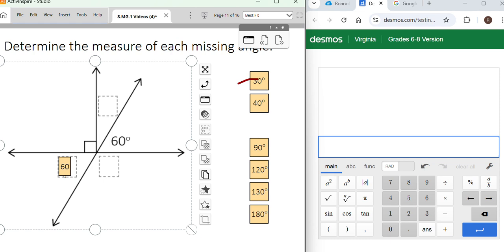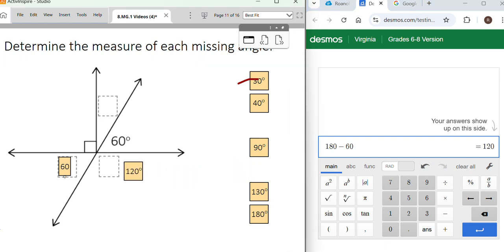Now I have to start thinking a little bit. See this line down here at the bottom? 60 plus blank equals 180. So when I know two things equal a number, I start with that number, subtract what I already have, and that tells me that its supplementary angle is 120, because together 120 plus 60 make 180.